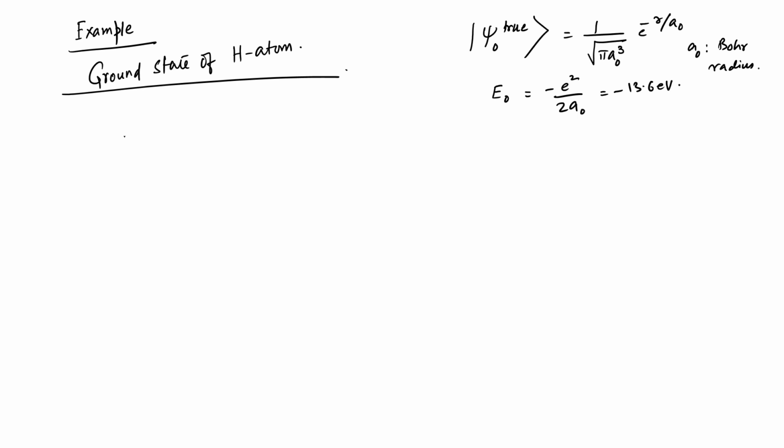Okay. So, let us take a psi trial. Suppose for the moment we do not know this. We are not aware of this, and we need to solve the problem. We need to get an upper bound to the ground state energy of the hydrogen atom. So, we propose that your psi trial has a form which is say 1 over root over pi alpha cubed, e to the power minus r over alpha.